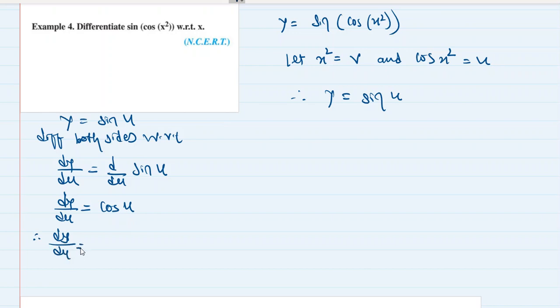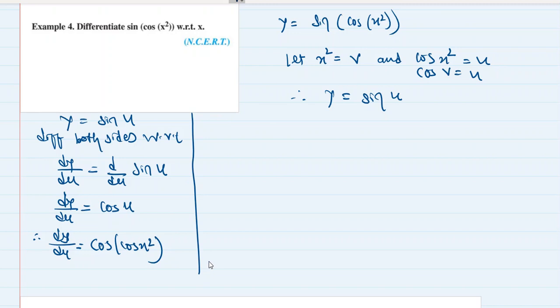u is equal to cos of x square. Cos of x square can also be written as cos of v. Remember that. So dy by du is cos of u, and u is equal to cos of x square. So we can write it as cos of x square. Okay, so this is the first step. We have differentiated the outermost part of the function.